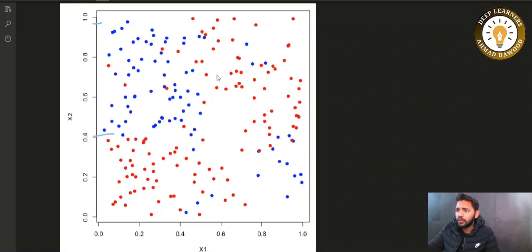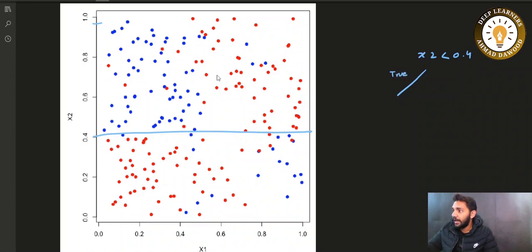A better partition will be like this, in which there will be more red data points on the side where x2 has values less than 0.4. There will be more red data points on the left side if I make it true, and if I make it false, there will be more blue points on that side. So these are again not pure.